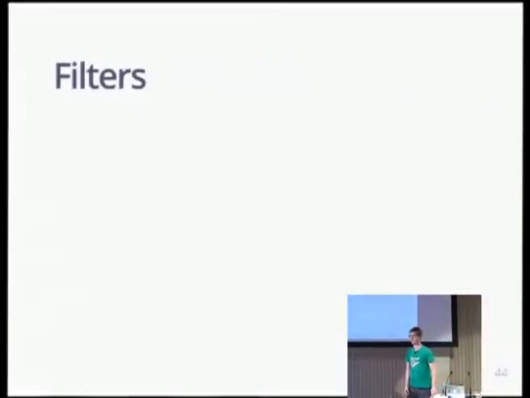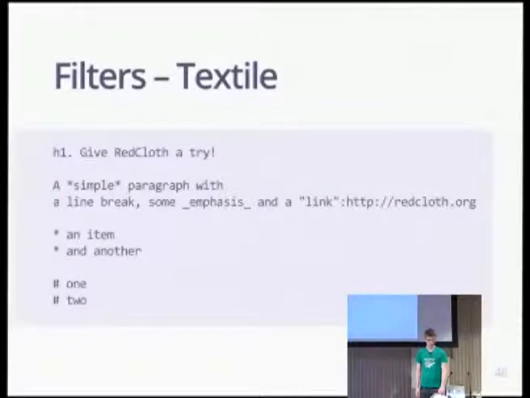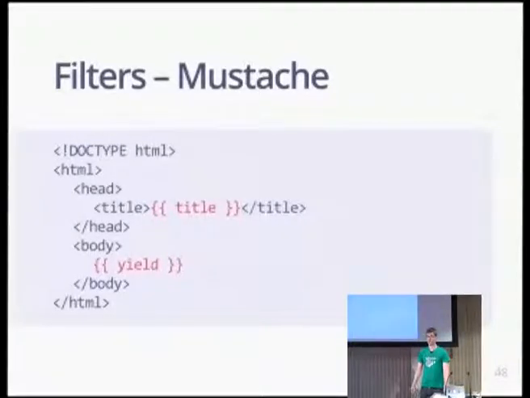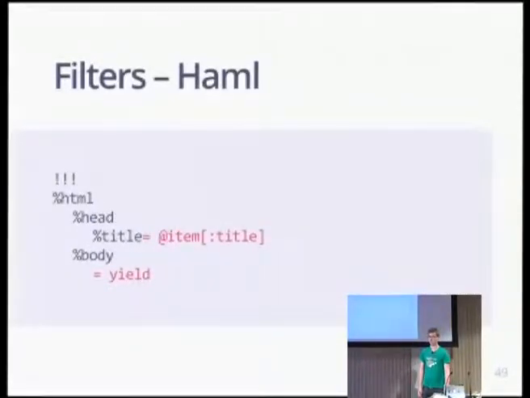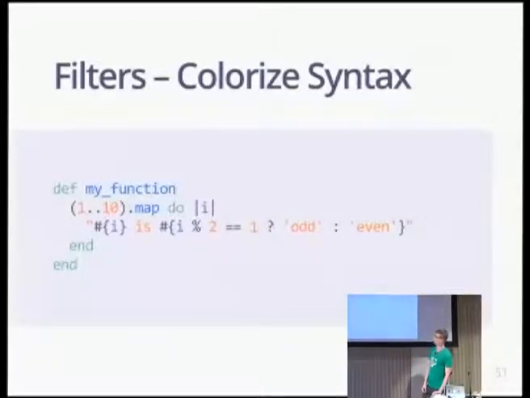Right, filters is another really useful thing. So I've already shown you that you can use Markdown. You can also use Textile, and for the layout, you can use ERB, or you can use Mustache, which is a bit prettier. Haml is much more compact, also pretty popular. And you have filters like colorized syntax, so if you have a bit of code on your website, it's marked up using class equals language Ruby, which is what the HTML5 spec says you should do. Then Nanoc will pick it up and colorize it so you have really pretty colors. I hope the colors are readable, but they are readable from here.